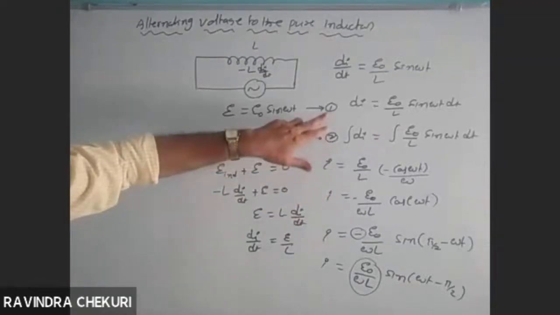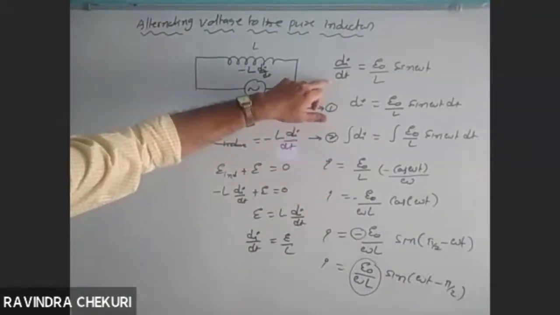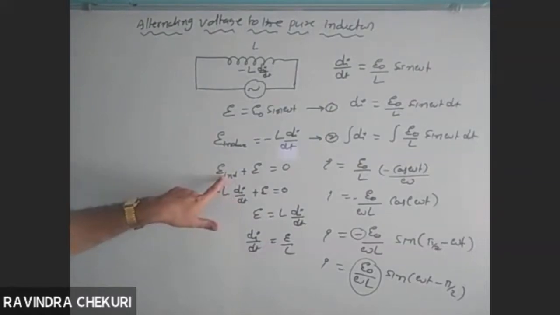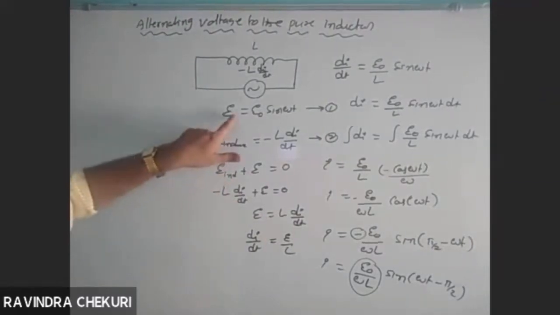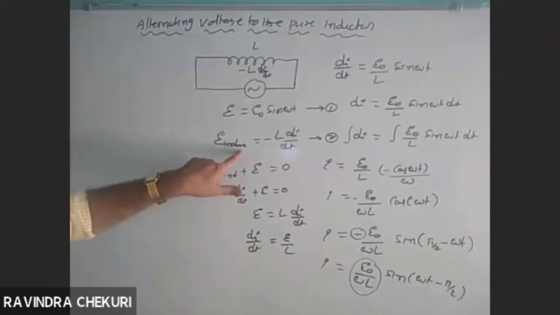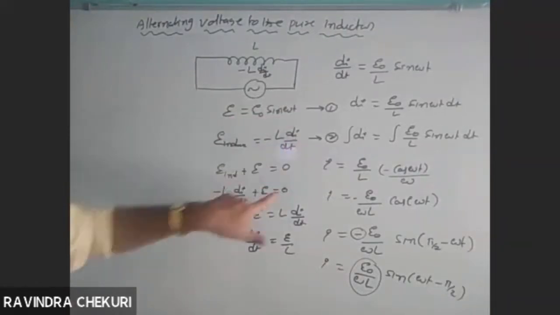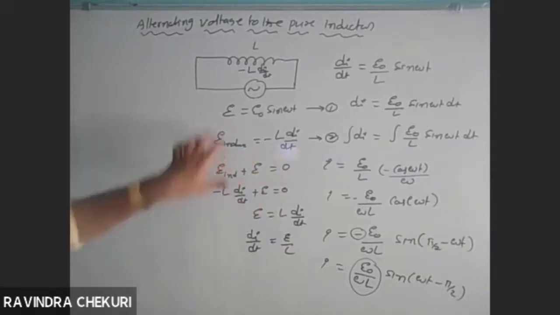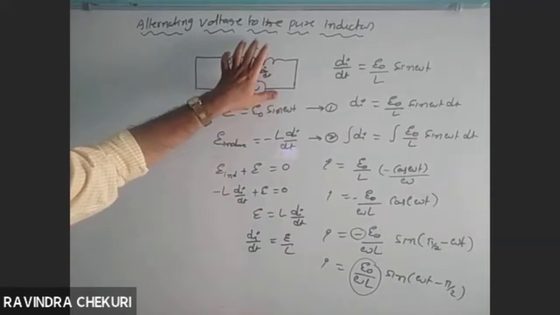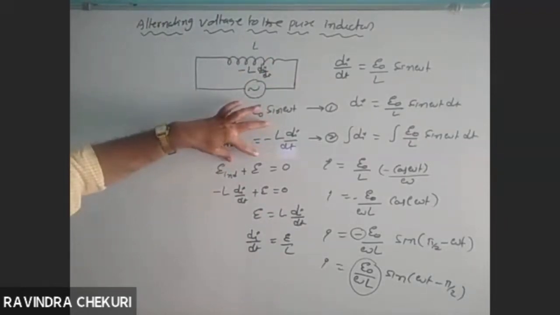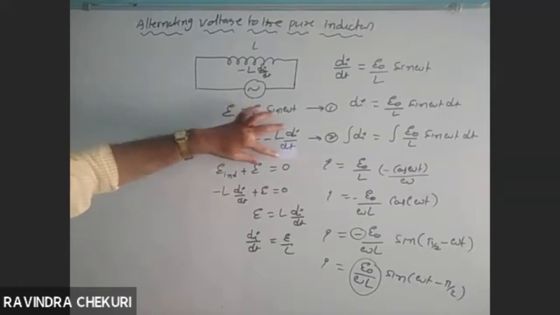Again, I will explain. The applied EMF is E equal to E naught sine omega t. The induced EMF is equal to minus L into di by dt. According to Kirchhoff's voltage law, in the circuit with no resistors, the algebraic sum of EMFs is 0.